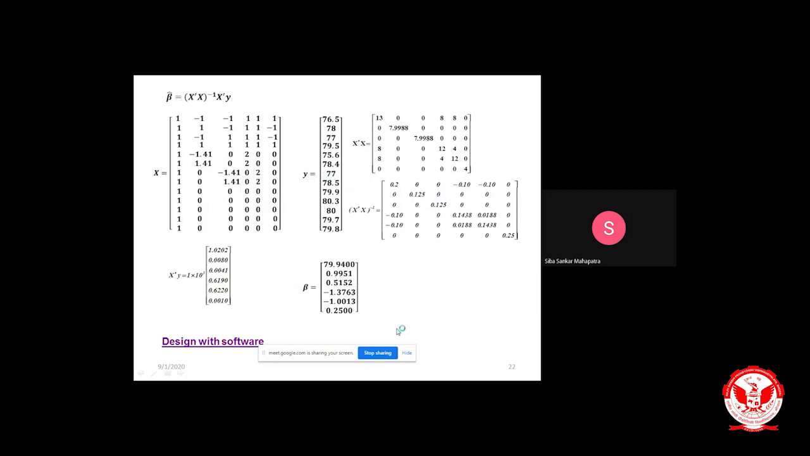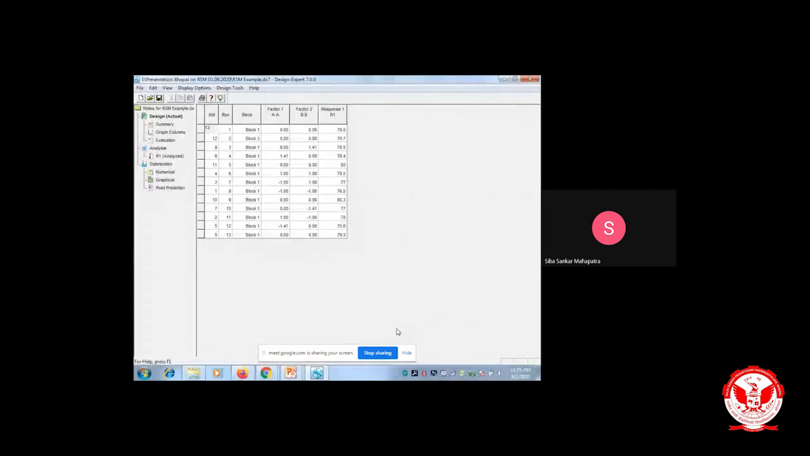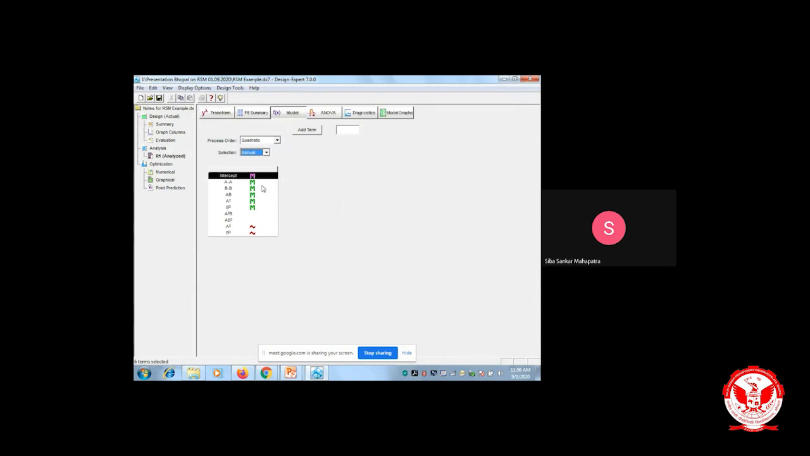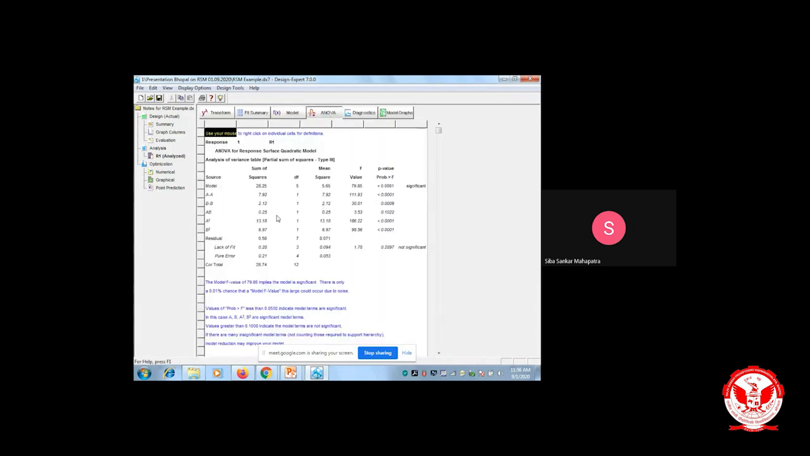So here we have used the Design Expert software, where the response surface methodology is there. Then we enter the data. The data has been entered. Then once you go for analysis, click on the model, and you select the terms that you want to put in the model. Then go to ANOVA, analysis of variance. Then you see what you will get.